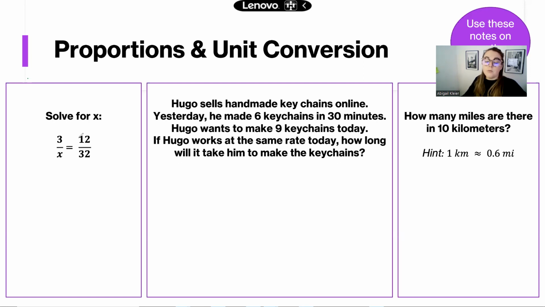When we're solving for proportions, we're going to use cross multiplication. Super important that we understand how to do cross multiplication. All that means is we're simply multiplying the items that are across from each other. So we have 12 times x, which is 12x. And we have 3 times 32, which is 96. So again, multiplied across the equal sign.